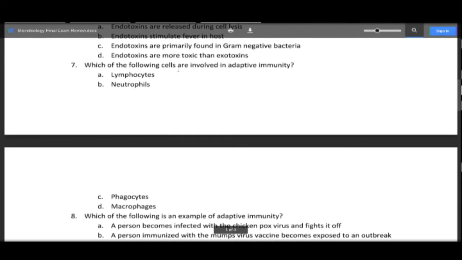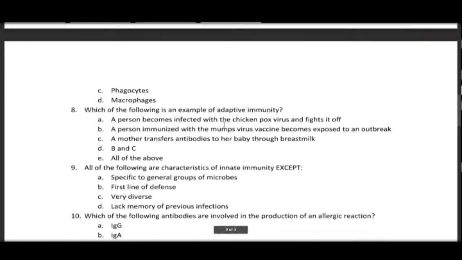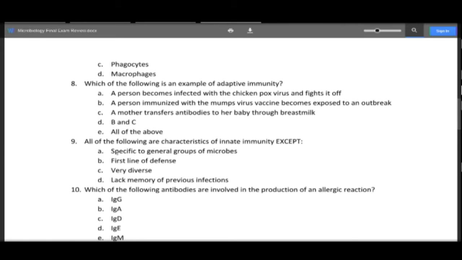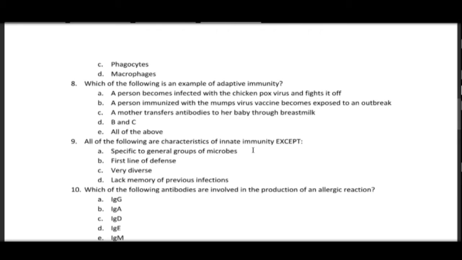Okay, so 7 was A, and then 8 was only A, and then 9 we were on. In 9 we said that the exception is going to be A, because it says specific to general groups of microbes, and innate immunity is not specific. It's non-specific. They're both the same thing.